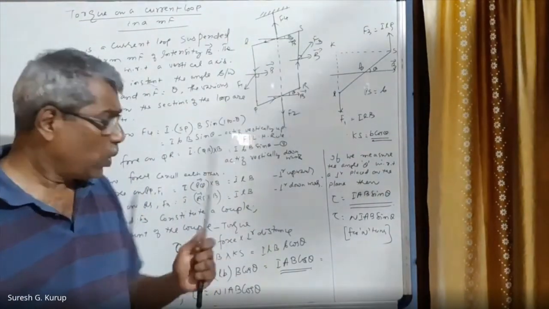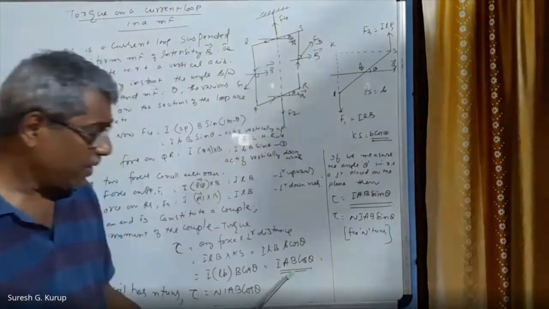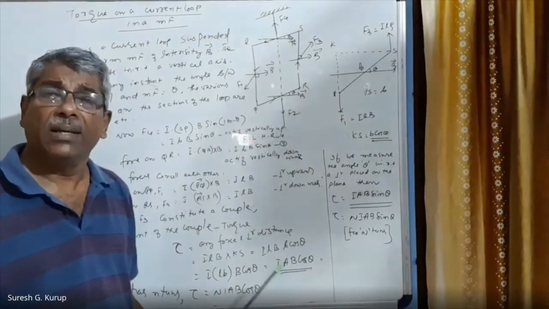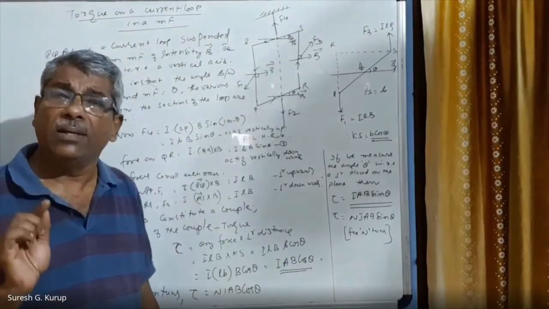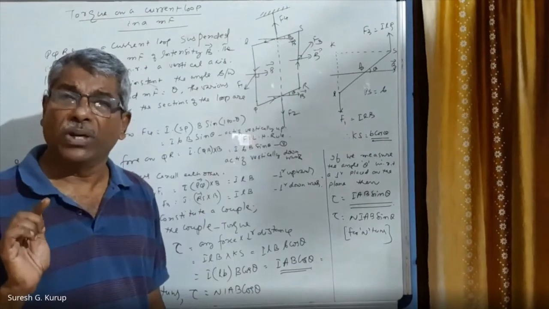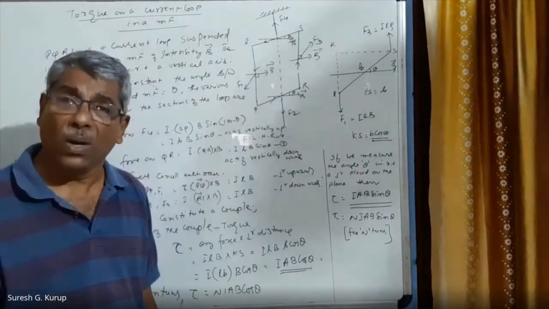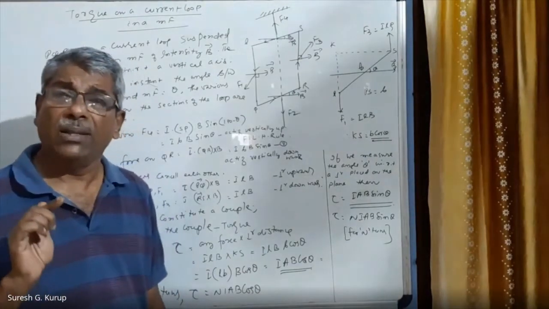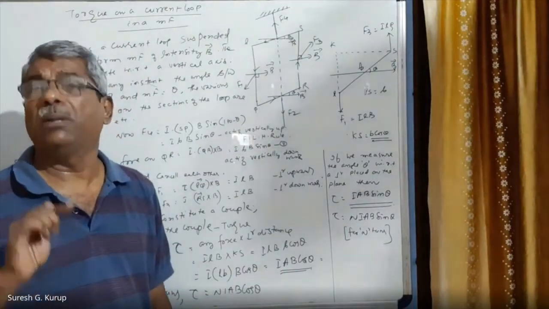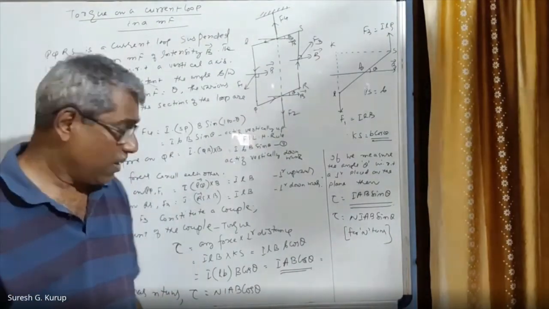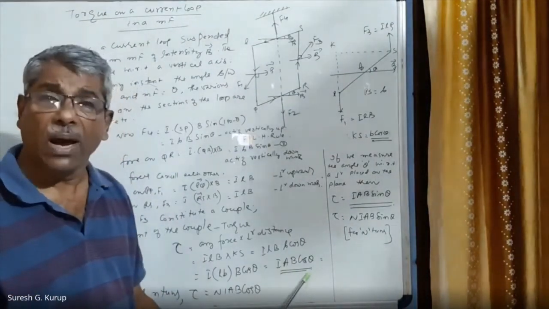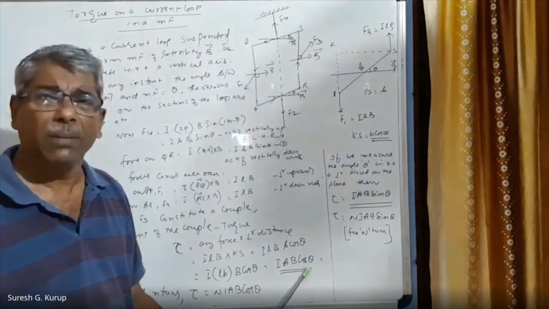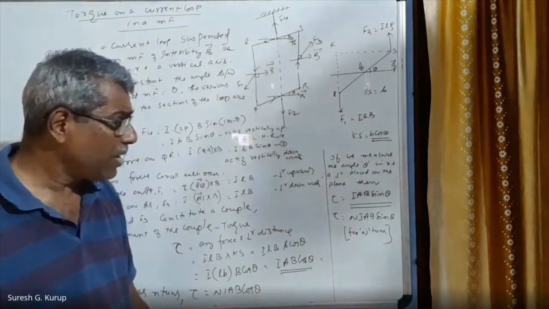Right? In one case, we are taking the cos theta condition. In this case, the angle theta is measured with respect to the plane of the coil. That is the angle between the magnetic field vector and the plane of the coil. We will get the formula equal to NIAB cos theta, IAB cos theta for a single turn, right?